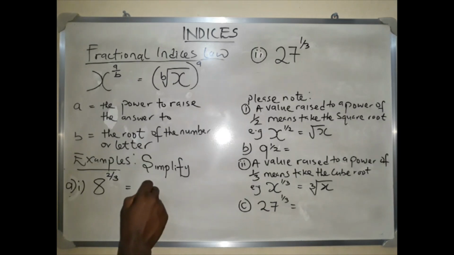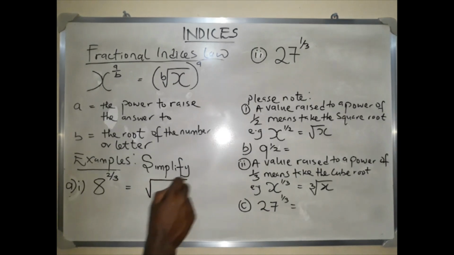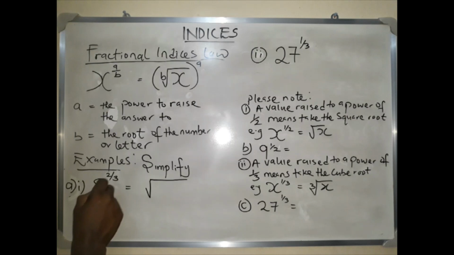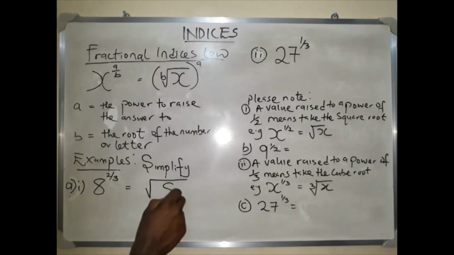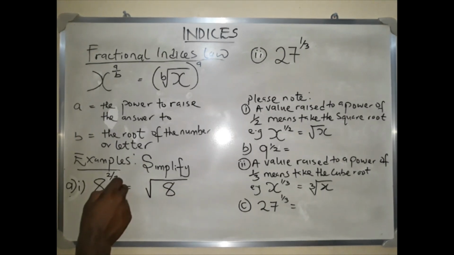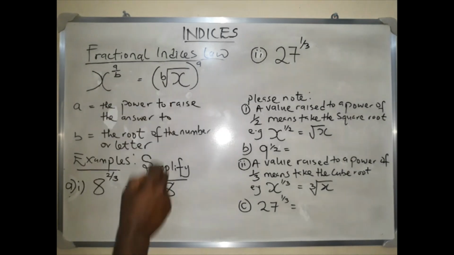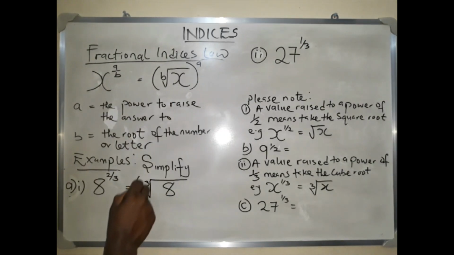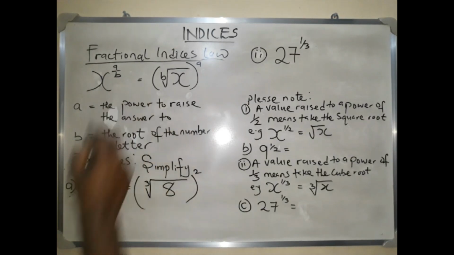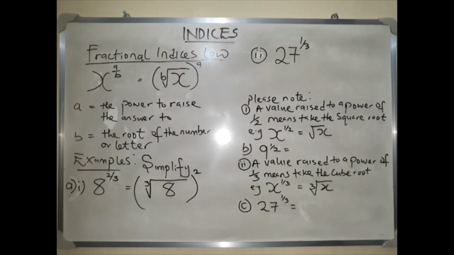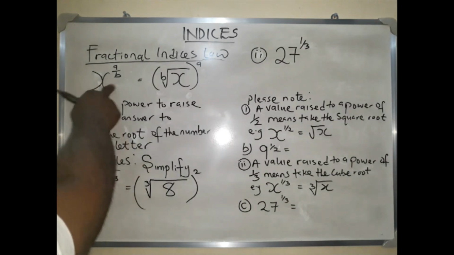So you can see here we have this. x is our 8, we put 8 here. Then this is the denominator, which is b here, we put it here. Then everything here will be raised to power 2. So now we can see that we've converted this to this, which is exactly what we have here.